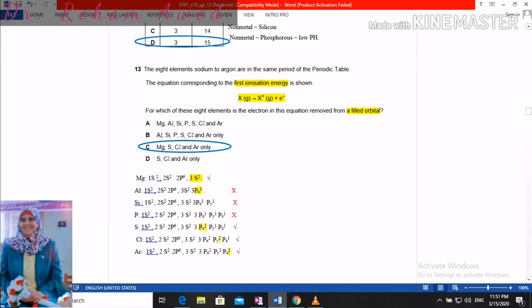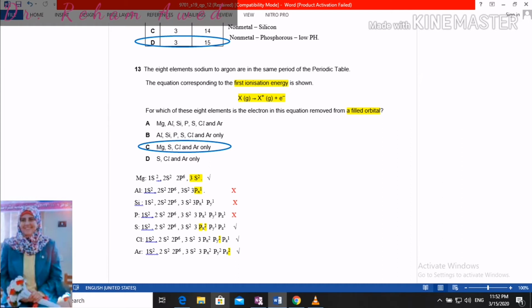Silicon Si 14: 1s2 2s2 2p6 3s2 3px1 3py1. Take care when we start to fill p orbitals, we start to fill them individually: px1, py1, pz1. If we have extra electrons, we will start to double the electrons in p orbitals step by step.